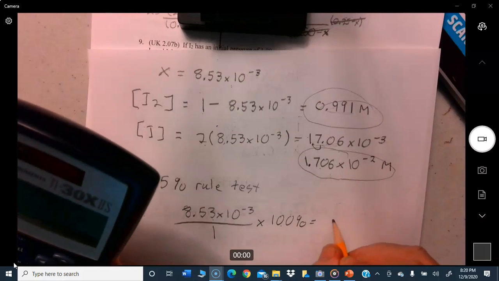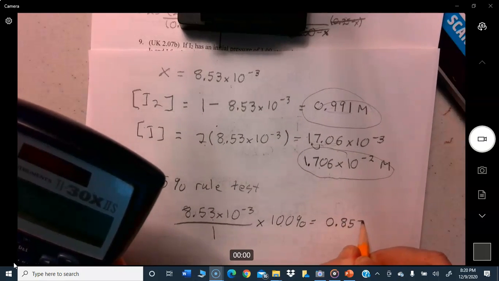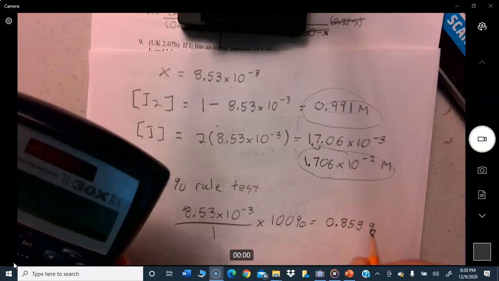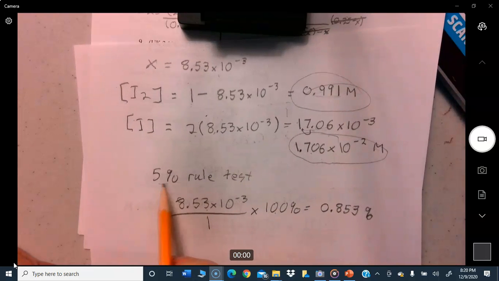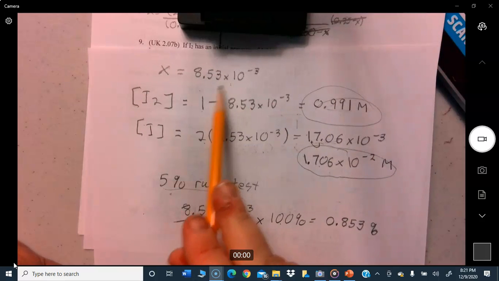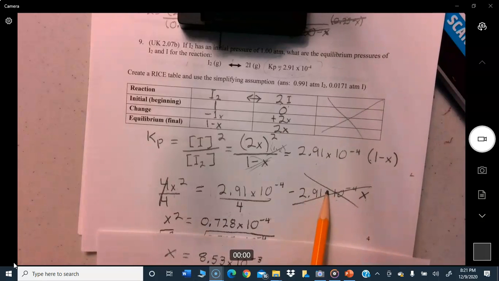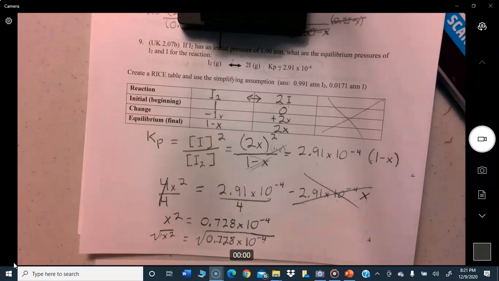And what we get is 0.853%. So it's less than 1%. So it easily was less than 5%. It has to be less than this. Okay? We want to show that eliminating X was a valid assumption. And we did that right here. We just kicked it out of there. Otherwise, we would have had to solve a quadratic equation with all this because of that x squared and that x and that constant there. Okay, so there you go.